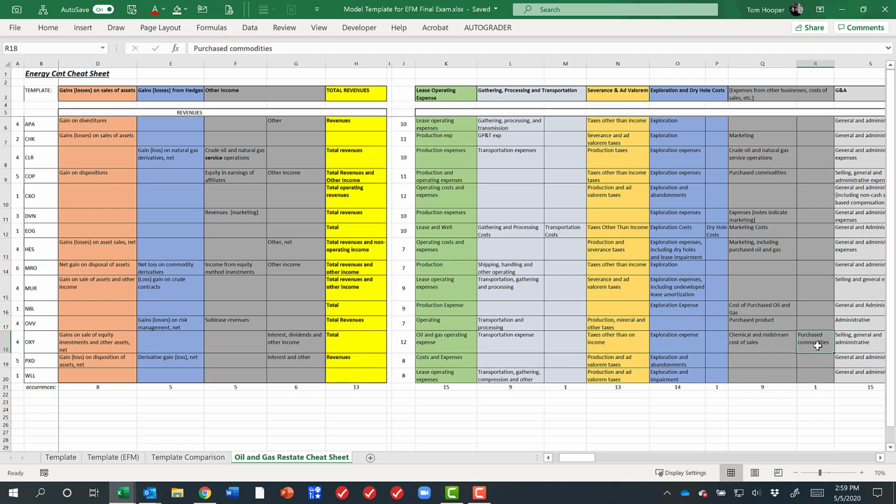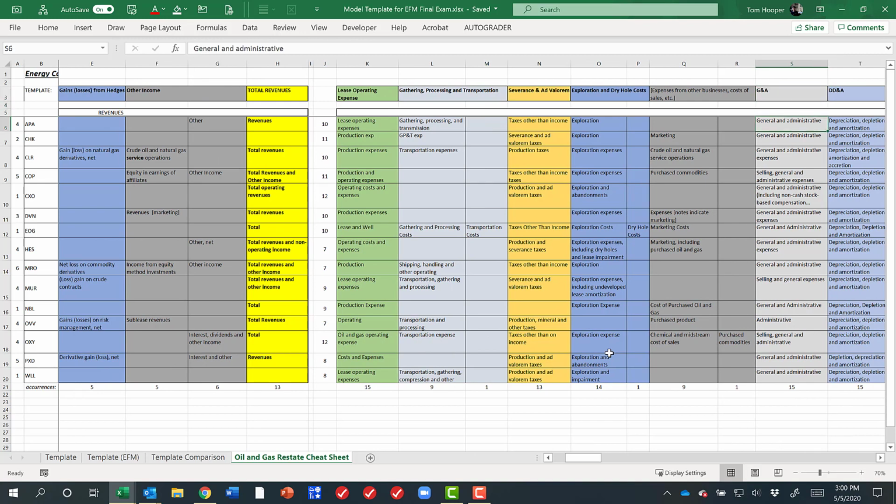Purchase commodities was broken out separately by Oxy, so I left that in there as an other expense. And then every single company reported something that they called general and administrative. One actually called it selling, general, and administrative. That was ConocoPhillips, here again a little bit closer to the integrated side than most of these independents I've come up with. Another one, Oxy, selling, general, administrative.